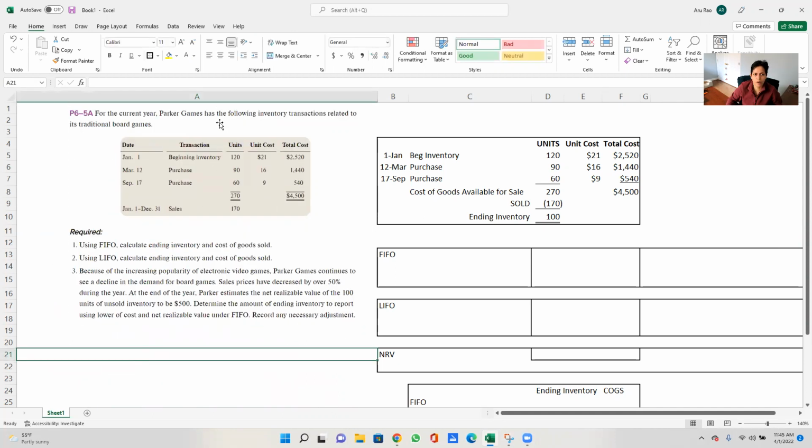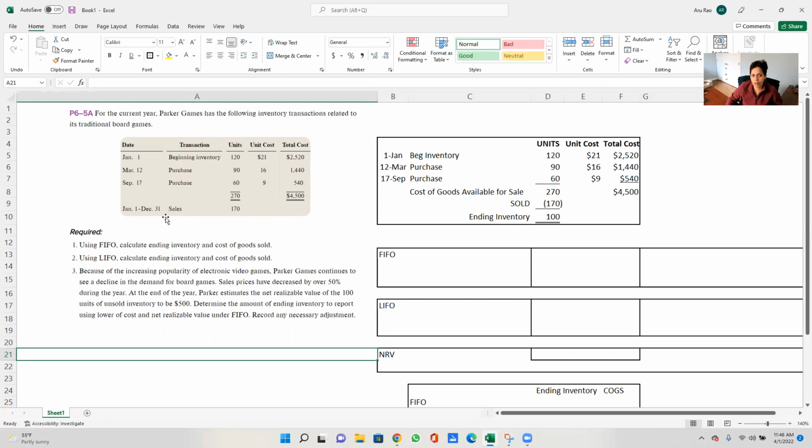So here we are told we have Parker Games that has the following inventory transactions related to its traditional board games. On Jan 1st, it started the year with 120 units of beginning inventory. Again, remember, this is the units on hand. They had paid $21, so their cost is $2,520 for that inventory that they brought from last year. Then during the year, they made two purchases of 90 and 60 units. So they have a total of 270 units available for sale. The total cost of the units available for sale is $4,500.